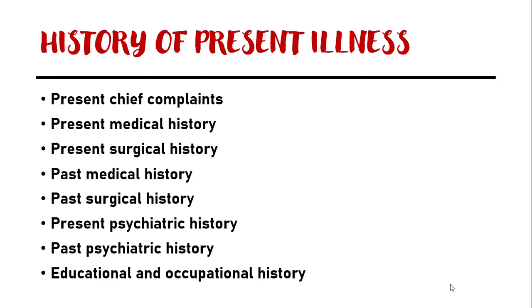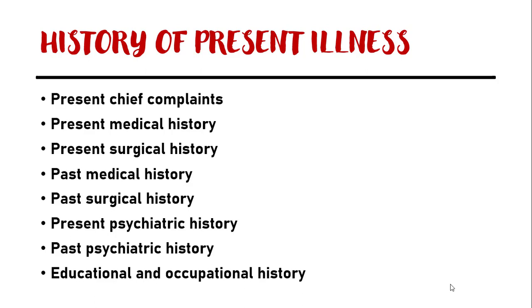Then present psychiatric history, where you have to mention in detail what the present condition of the patient is, whether the patient is maintaining social interaction, whether the patient is having anxiety, whether the patient is in a depression stage. You have to specifically mention that under present psychiatric history. Then past psychiatric history. In the same way, if the patient has undergone any kind of psychiatric treatment, you have to specifically mention it under past psychiatric history. And if there is no psychiatric history, you can write no significant history of past psychiatric history.